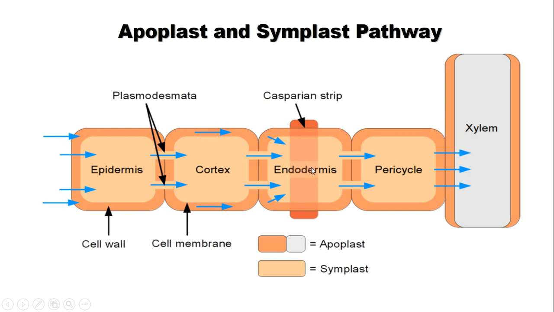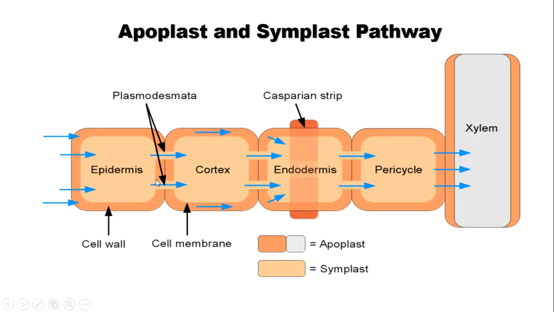They will follow the symplast pathway. The symplast pathway is when the water actually enters the protoplasmic content, the cytoplasmic contents of the cell. From the cell wall, it enters the protoplasm of the cell. From the protoplasm, there are plasmodesmal connections between the cells.